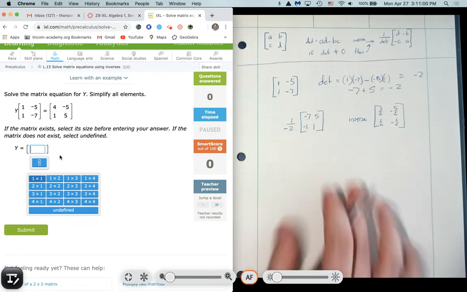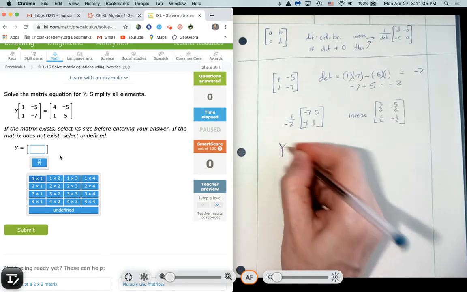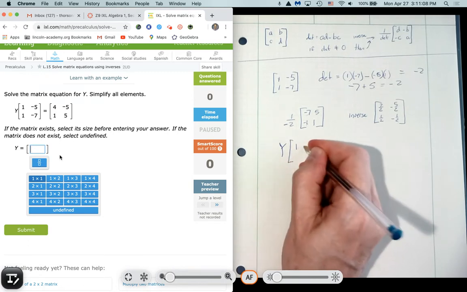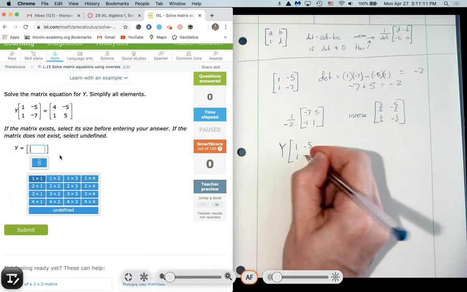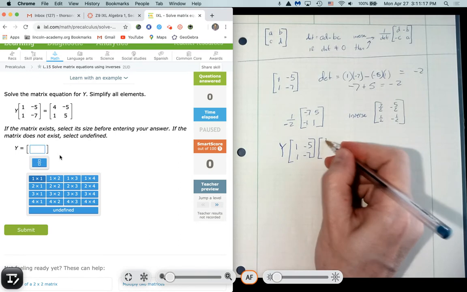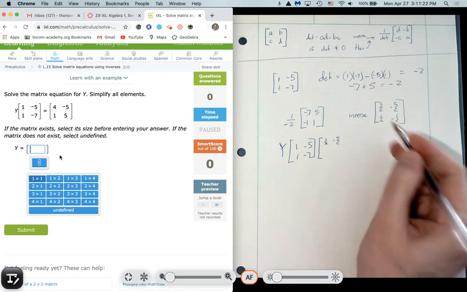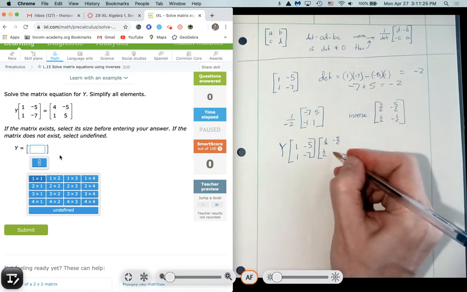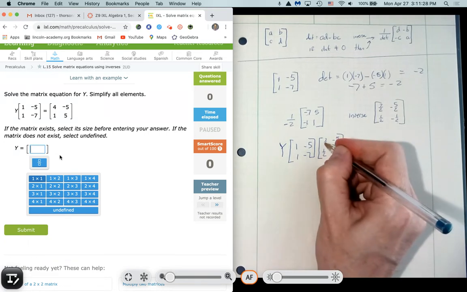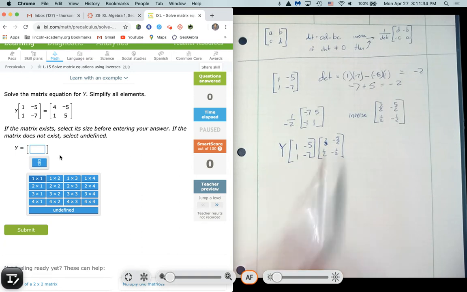Now, I'm going to write this out, though you wouldn't always have to do this. I take Y, that unknown matrix that is being multiplied by 1, -5, 1, -7, and I multiply by its inverse matrix, 7/2, -5/2, 1/2, and -1/2. Now what I want you to notice is I did not separate the Y from its original matrix. I didn't put the inverse in between. I put the inverse behind. That means I need to put the inverse behind this one.